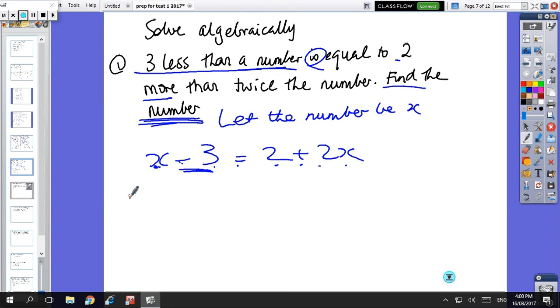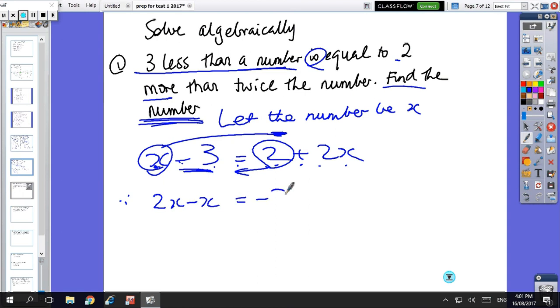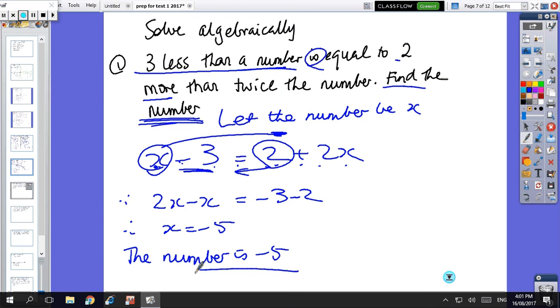Okay, so now just move things around. I'm going to move the x's that way, move the numbers back. So I've got 2x minus x equals minus 3 minus 2. So x equals minus 5. So the number is minus 5. So don't forget, finish with a word statement. You will be penalised. Okay, moving on.